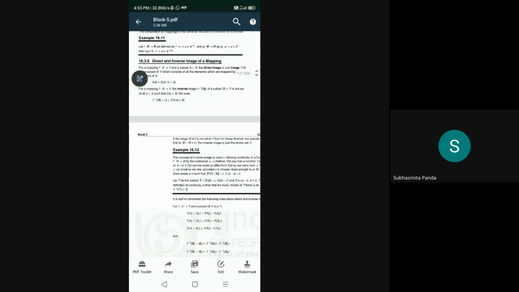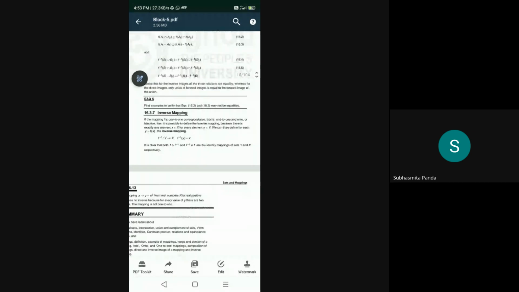Then composition of mappings and inverse mapping. If a mapping f is one-to-one correspondence, that is one-to-one and onto, or bijective, then it is possible to define the inverse mapping, because there is exactly one element x belonging to capital X for every element y belonging to Y, so we can define, for each y equal to f(x), the inverse mapping f inverse from Y to X, where f inverse of y is equal to x. And f inverse composed with f and f composed with f inverse are the identity mappings of sets X and Y respectively.